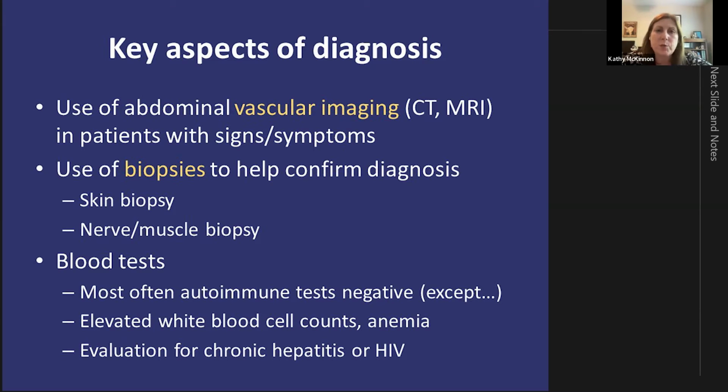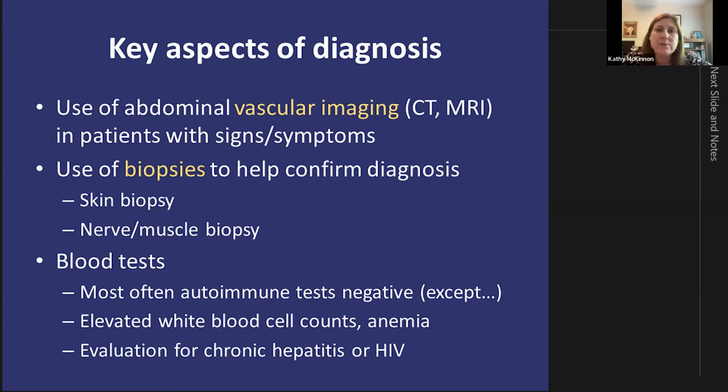And blood tests, which we often use for other autoimmune diseases like rheumatoid or lupus, which can be very helpful, are more often than not negative or non-diagnostic in patients with PAN. They may have low positive autoantibodies or non-specific autoantibodies, but typically they're not the key to making the diagnosis, with the exception of evaluations for chronic viral infections like hepatitis or HIV. If those are present, that also can point in the direction of PAN in the right setting.